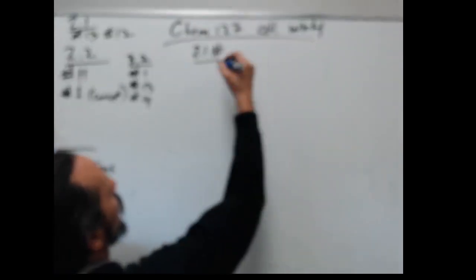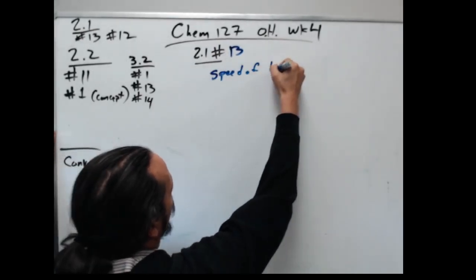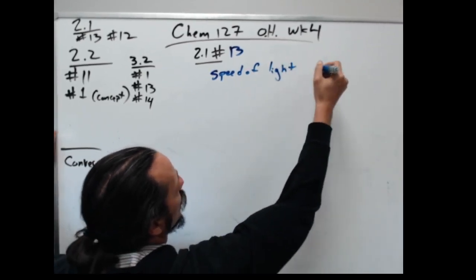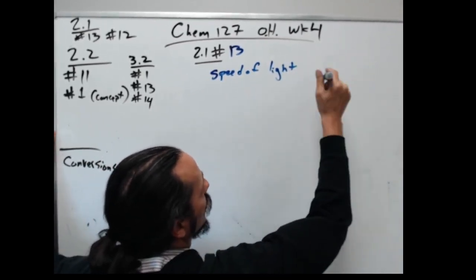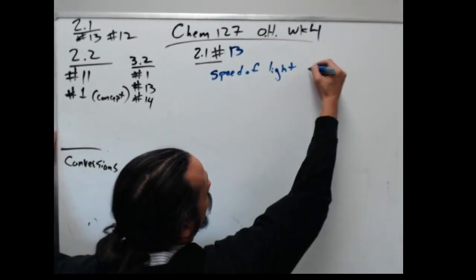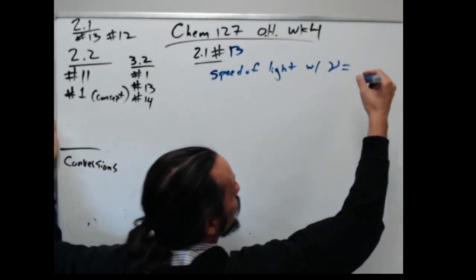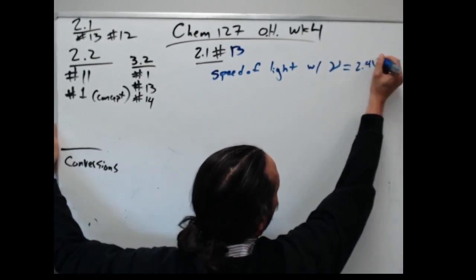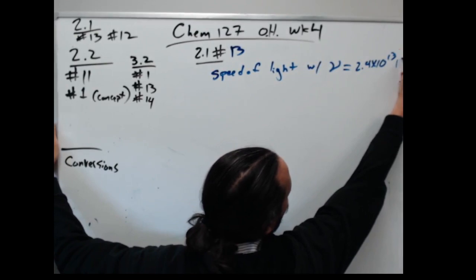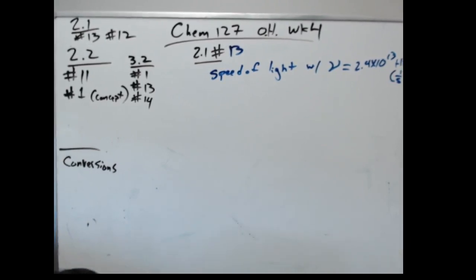Okay. Number 13. All right. What is the speed of light with a frequency of 2.4 times 10 to the 13, and it's 1 over s? Speed of light with a frequency of 2.4 times 10 to the 13. Oh, I see why I'm confused. Oh, okay. It's a trick question. What's the frequency? 2.4 times 10 to the 13. Hertz? Yeah, or inverse seconds, which is the same as hertz. And then it's just give your answer in meters per second.